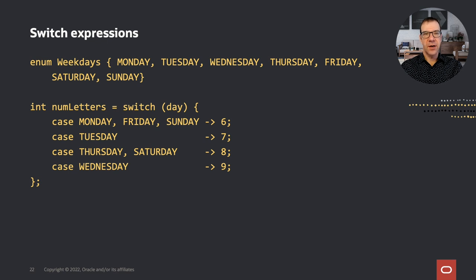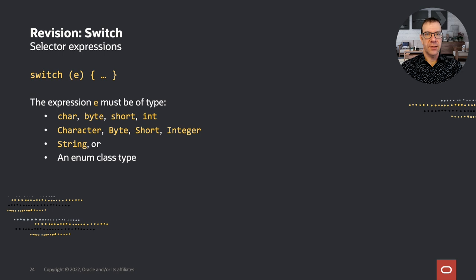The second thing that's hiding in plain sight here is that there's no default clause. The compiler has been clever enough to work out that this is a switch over an enum. And as it sees a clause for every enum constant of that enum class type, the switch block is exhaustive. Therefore, no default is needed.